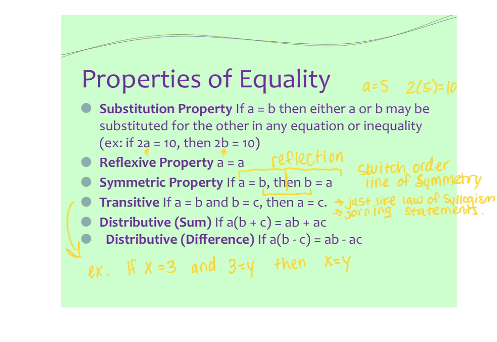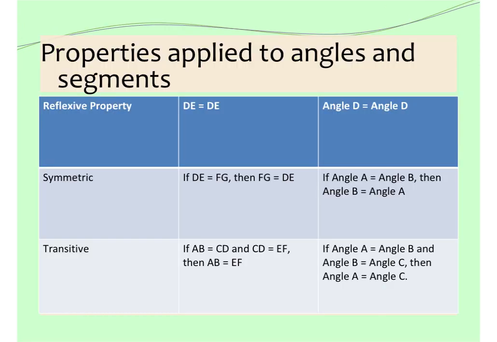All right, the distributive, okay, so that's where you distribute the value outside of the parentheses to what's inside, and we would get AB plus AC. And the distributive difference, so that's where we distribute, and there's a negative sign, so we would do AB minus AC, okay? You guys should know all of these, and we're moving on. Properties apply to angles and segments, okay?